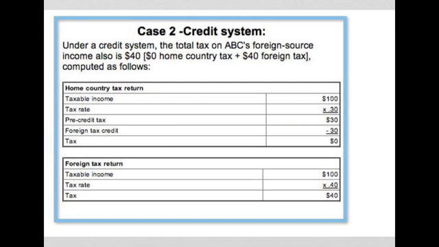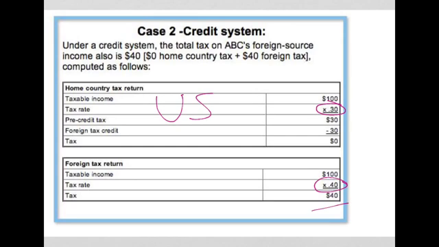Over here with the credit system, in the same situation, same facts, there's a 40% rate here versus a 30% rate in the home country. Again, we use the U.S. since we know it to be a worldwide income tax system and a credit system to avoid double taxation. Let's see what happens here.